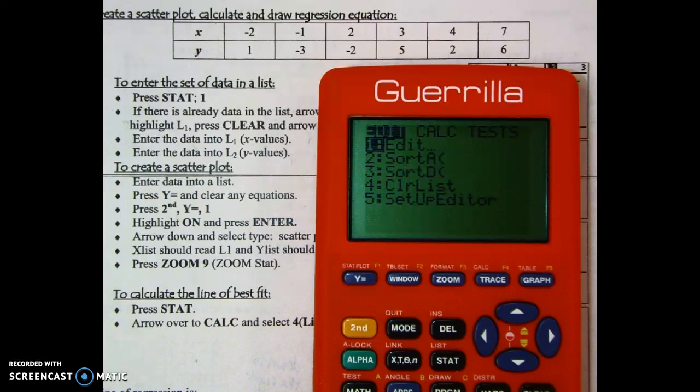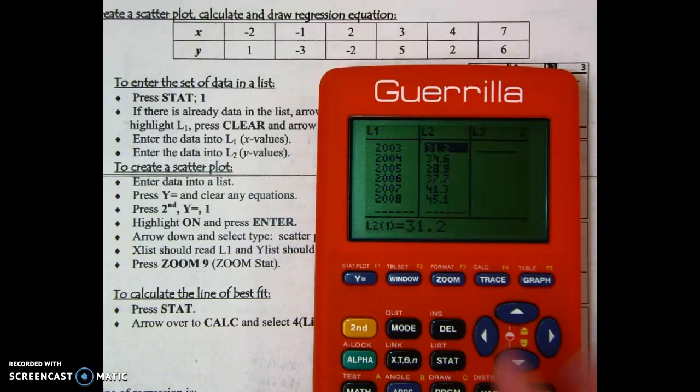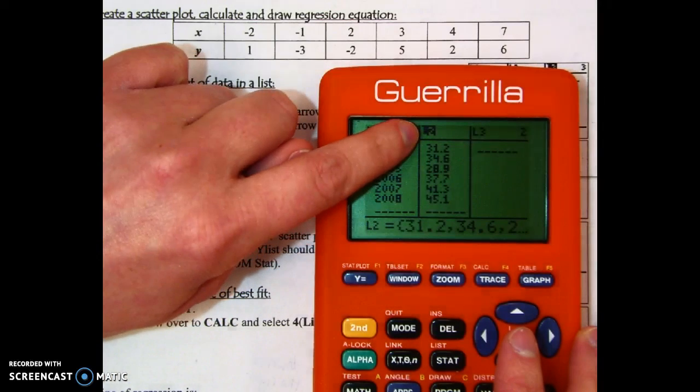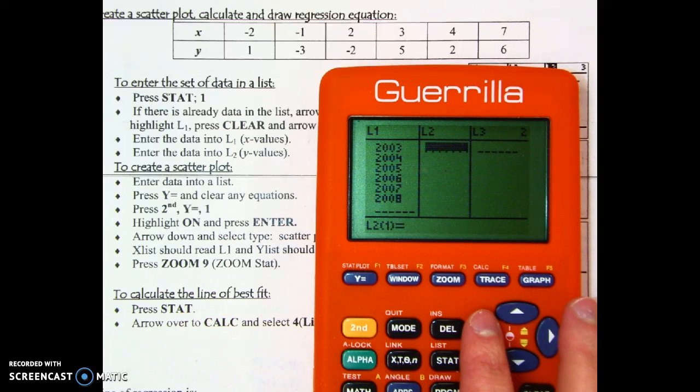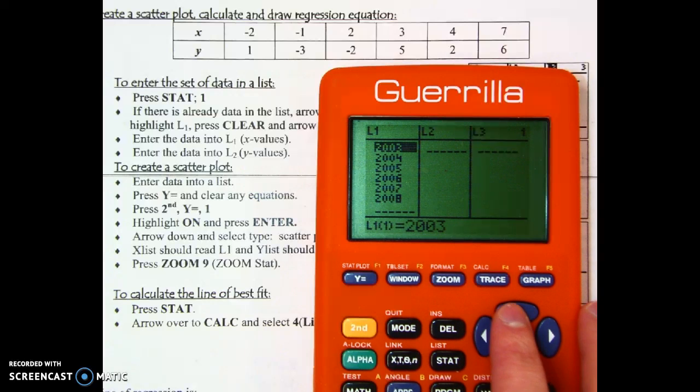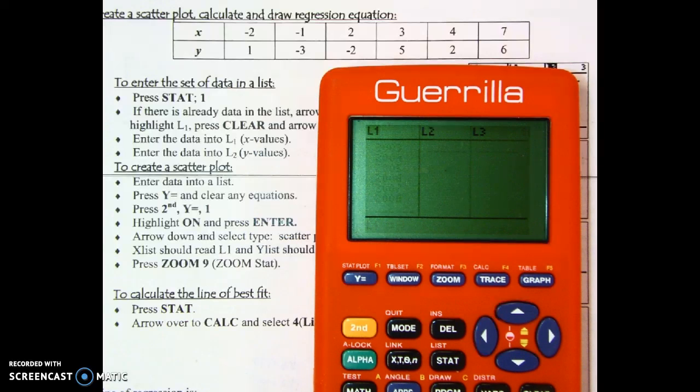We're going to edit. If you go in and there's already numbers in there, to clear it, you hit the up arrow. See how it's over, like it's kind of bolded L2? Hit the clear button and then hit the enter button. And it should clear out the whole column. And I want to clear out the L1 also, so I'm going to go over and then up to highlight L1, hit the clear button, and then hit enter. Okay, now I have a fresh table that I can enter in.